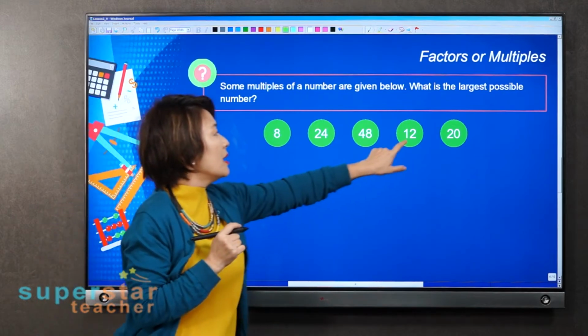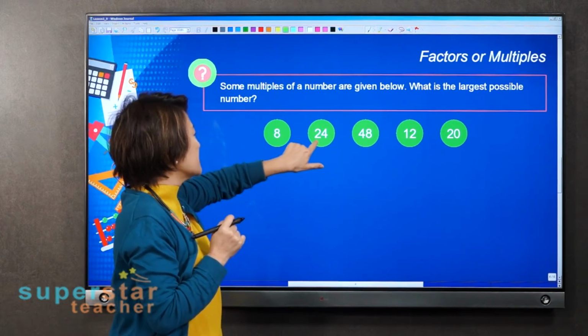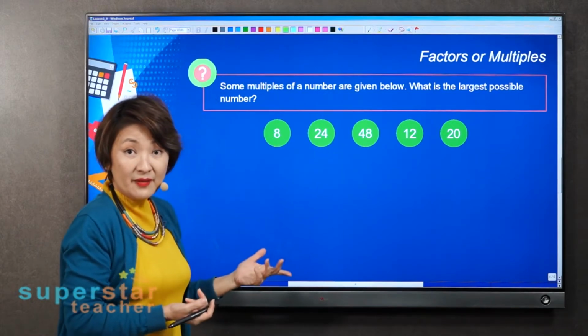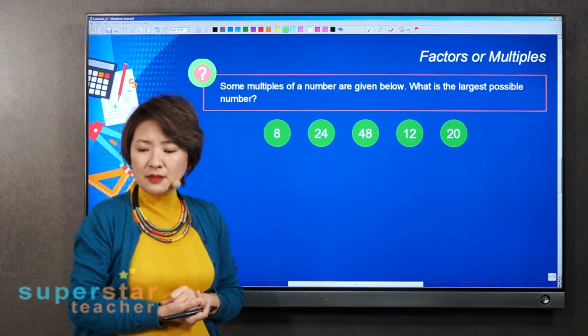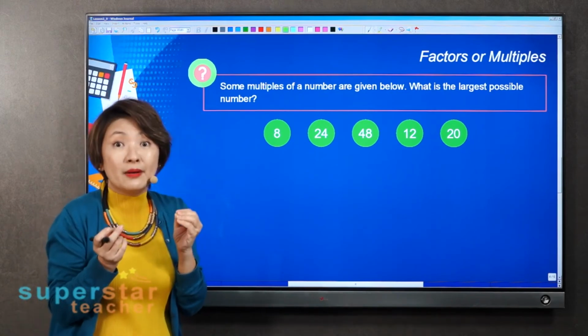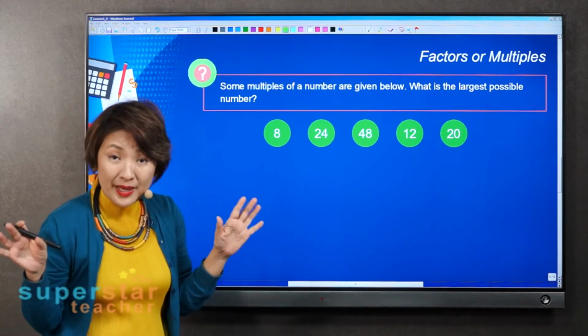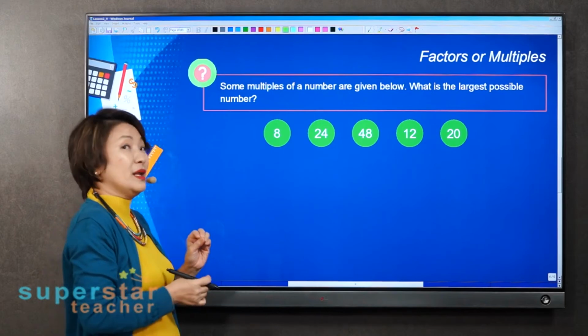Then some people will look and go, 6. Because 12 is a multiple of 6. This is a multiple of 6. This is a multiple of 6. How about this? It's not. And some people will say, 2. So basically what we are doing is using eye power, trying to just make guesses. But guessing is not the best way. There is a way to do it.